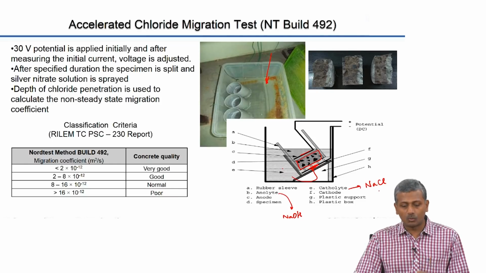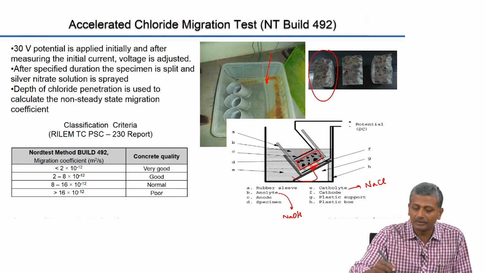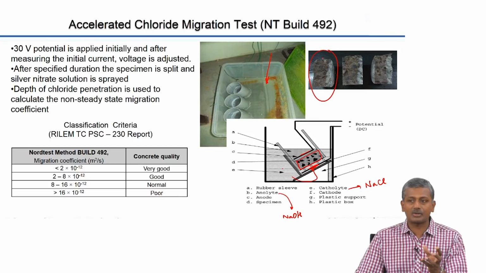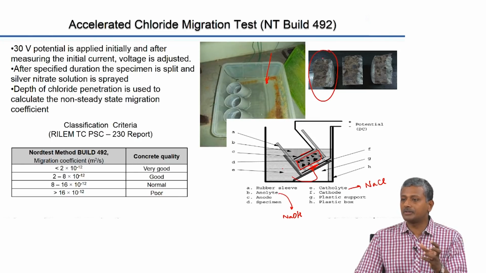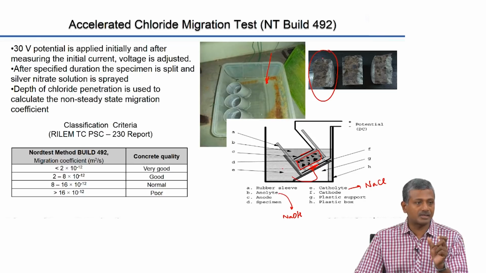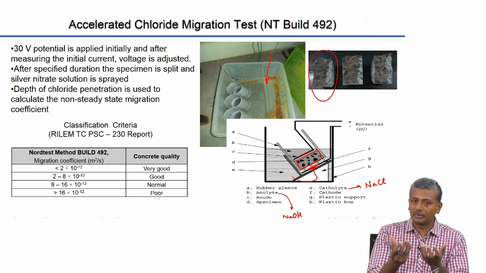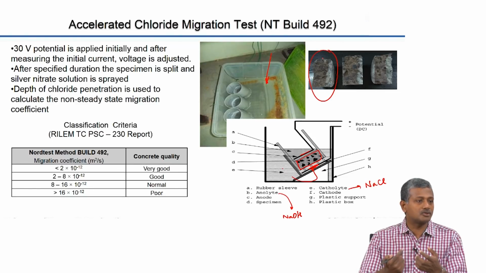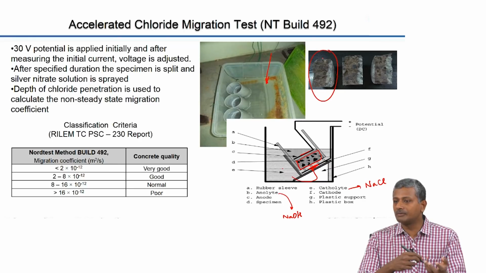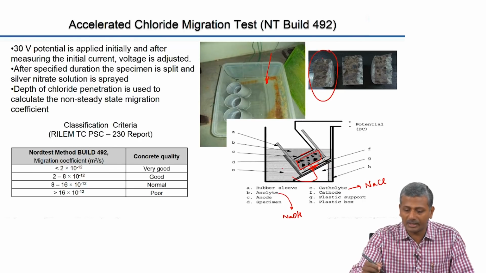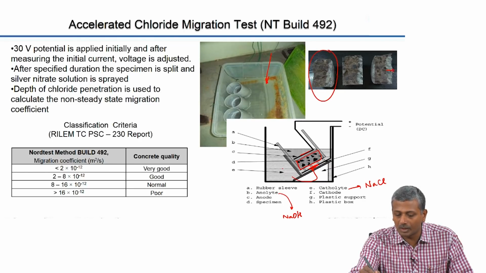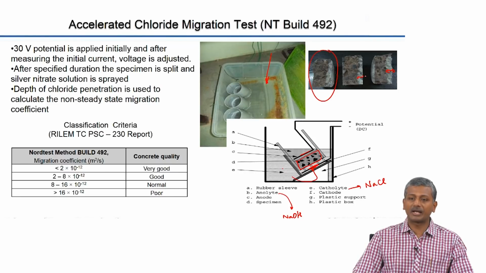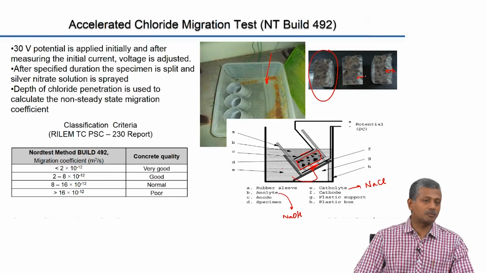Nevertheless, at the end of the test, what you do is you split the specimen, you have cylindrical slices of the same type as you had in RCPT, 100 millimeter diameter and 50 millimeter thick slice, and this is split open and then you spray silver nitrate on the split surface. So, what will silver nitrate do? It reacts with chlorides to form silver chloride, which is white in color, right. So, you actually get to see the depth of chloride penetration directly from your specimen. Okay. So, you can actually measure the depth of chloride penetration directly from your specimen.